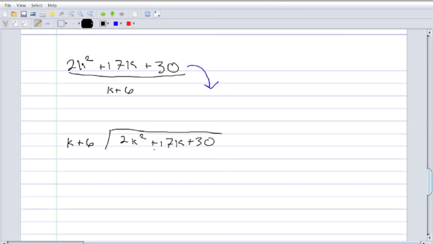Okay. Now when you do polynomial long division, all you're looking at is this first term. So I have this k and I have this 2k squared. I ignore everything else for right now. So I'm going to say 2k squared divided by k, which is going to give me 2k. Now I've got to take this 2k and distribute it into each of these terms. So 2k times k is 2k squared. 2k times 6 is a positive 12k.